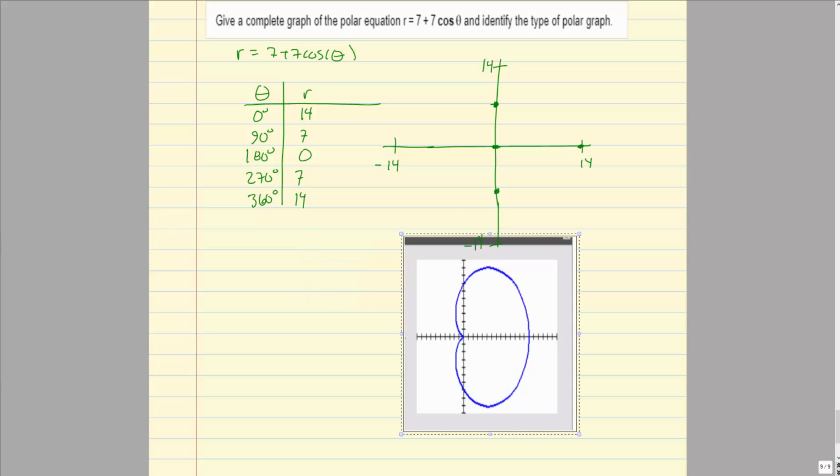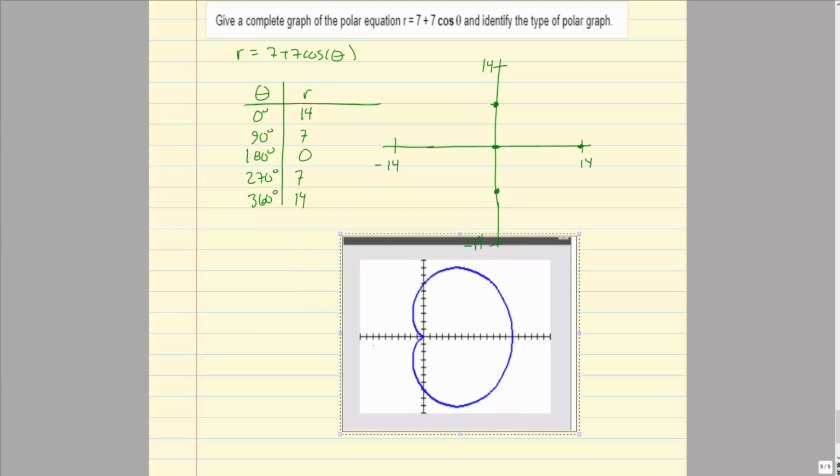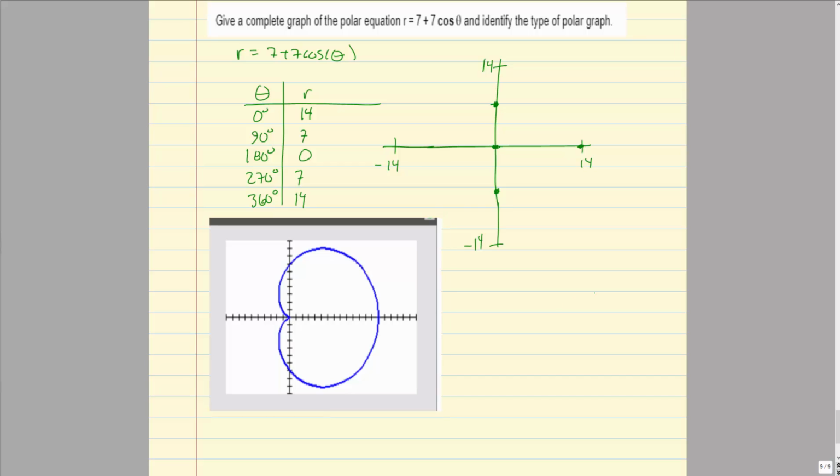Now how does it relate to the points I just plotted? Well, the points I just plotted are on here. So here's the point 1, 2, 3, 4, 5, 6. So there's the 7. There's the 0. There's the negative 7. And here's the 14. But what it doesn't tell me is what's going on in between. So plotting your quadrantal angles is helpful, but you'd have to plot a lot of points to figure out exactly what's going on with this.